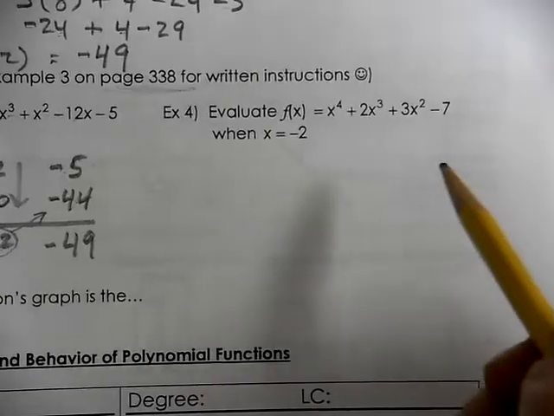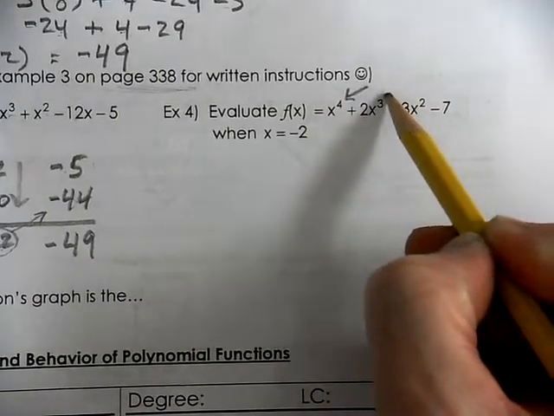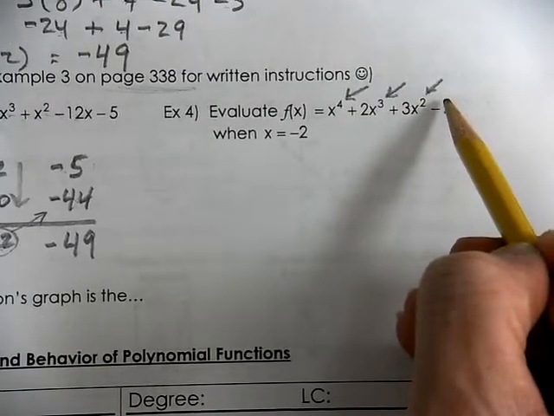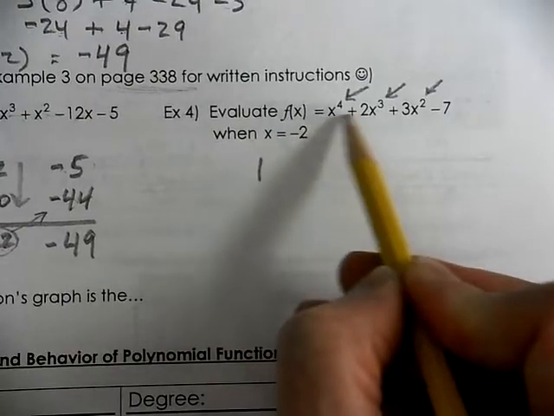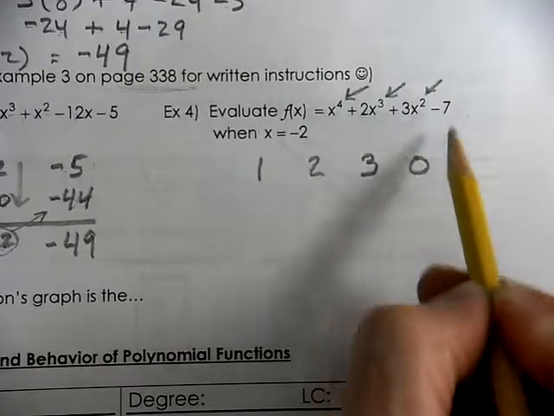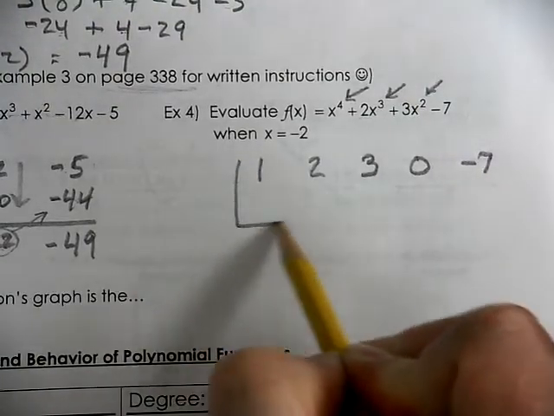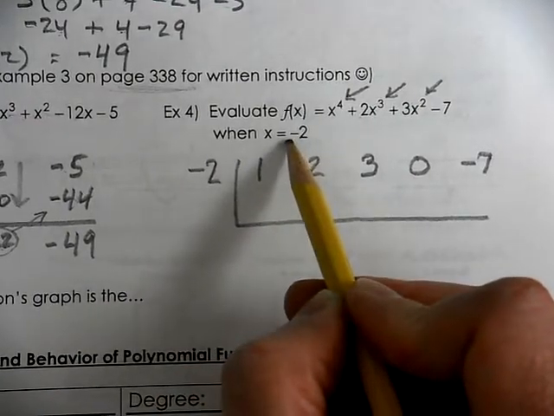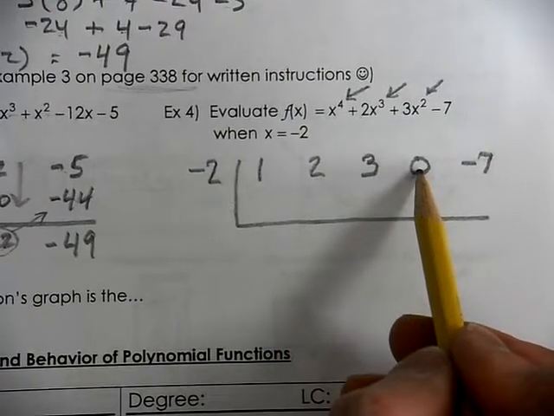Okay, here's this one. This has a little bit of a trick. You really have to pay attention. This is a 4. This is a 3. This is a 2. But there is no x term. But we have to put in a value for the x. So when we put in our coefficients of 1, 2, 3, 0 for your x value, negative 7, put the negative 2 as the value that we are substituting in. So you've got to have that place value holder.